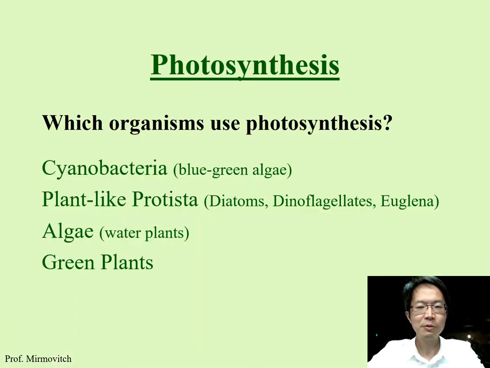So which organisms use photosynthesis? We already talked about them. Cyanobacteria, aka blue-green algae, plant-like protista, which is the central picture from the last slide, diatoms, dinoflagellates, euglena, algae, water plants, and then green plants, and coral reefs. They should include coral reefs.